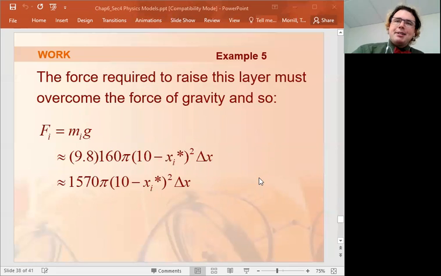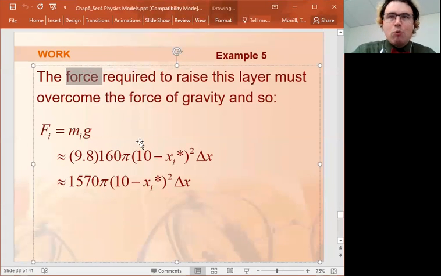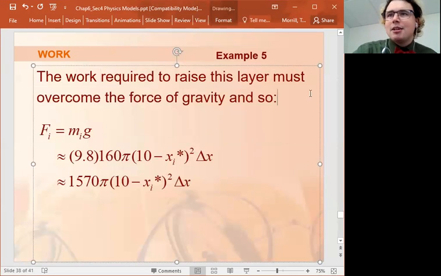So force is equal to mass, which we just found, times gravity. So in scientific standard, we're going to use 9.8 as our force of gravity. So each individual part here will have 1,570 pi times 10 minus x, that quantity squared, times delta x. That is the amount of work, not force, not force. It should be work on this slide. Goodness. This is the piece of individual work.